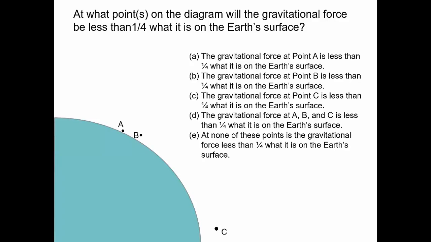So here are the choices. A, the gravitational force at point A is less than a fourth of what it is on the Earth's surface. B, the gravitational force at point B is less than a fourth of what it is on the Earth's surface. C, the gravitational force at C is less than a fourth. D, the gravitational force at A, B, and C is less than a fourth of what it is on the Earth's surface. And E, at none of these points is the gravitational force less than 1/4 of what it is on the Earth's surface.